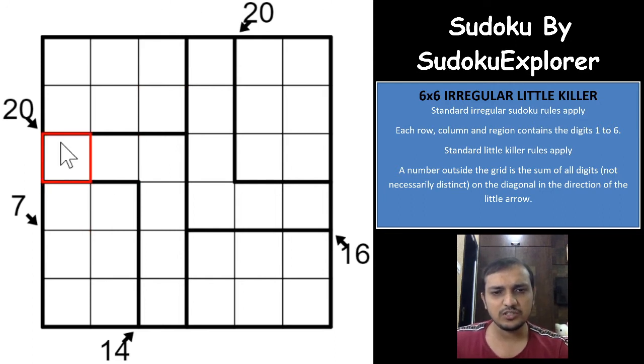So this 20 means these four numbers would have to sum to 20. These two numbers would have to sum to 7, and that is what the Sudoku means. This is called an irregular shaped little killer Sudoku. The sums outside the grid are called little killer clues. With that, we'll start solving this Sudoku.